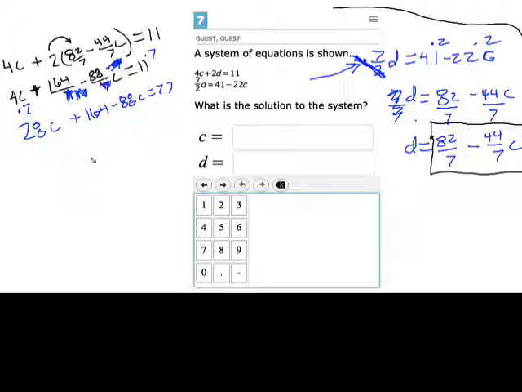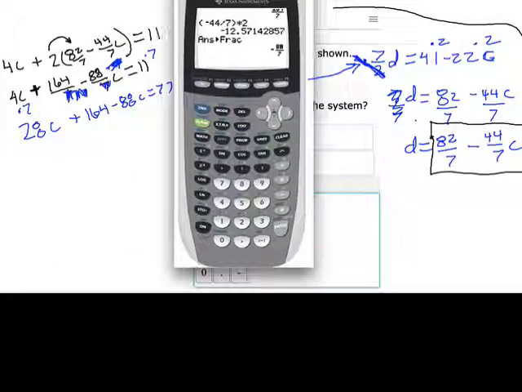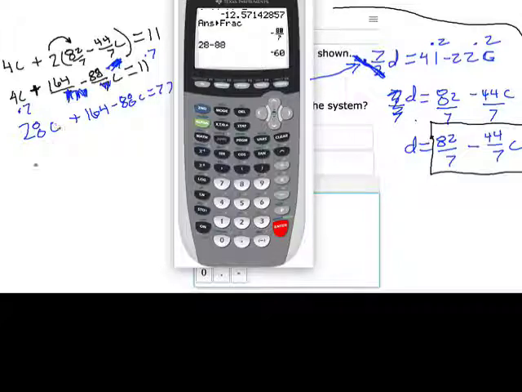We're dealing with big numbers, but that's all right. That's what our calculator is for. So using the calculator, let's simplify as much as we can. I've got a positive 28c minus an 88c. So how many c's do I have? I have negative 60 c's. So negative 60c, that gets rid of this 28 and this negative 88. Now I have plus 164, that won't simplify with anything, equals 77.